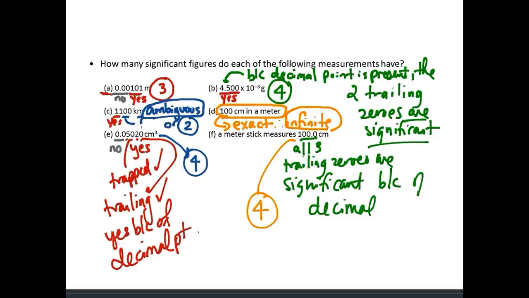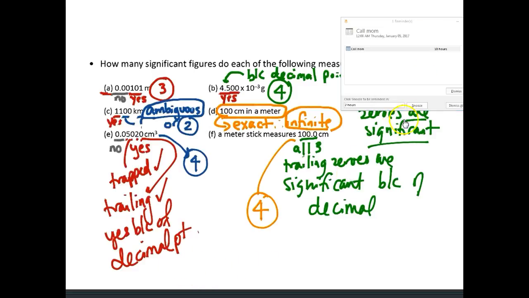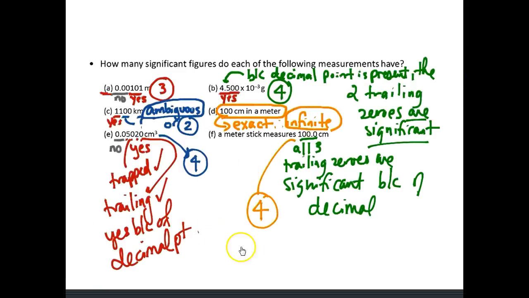Now F, a meter stick measures 100.0 centimeters. Now this is a little bit different than D because this is not a conversion. This means I physically took out a meter stick and I measured it in centimeters, and it's not an infinite number of significant figures. It has 4 significant figures because all 3 of the trailing zeros are significant because of the decimal, and the first one is a non-zero, so it's certainly significant.